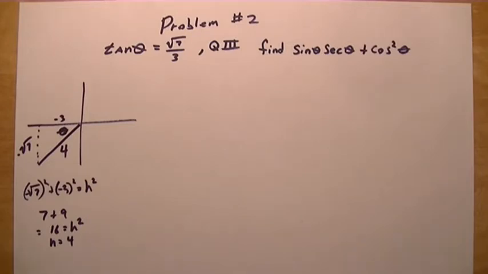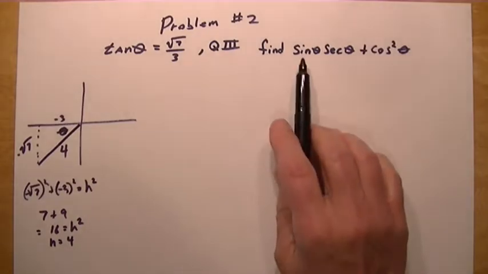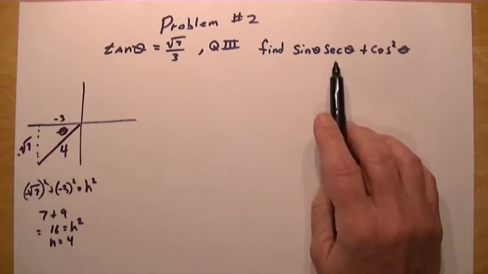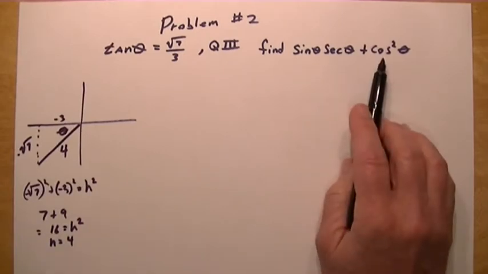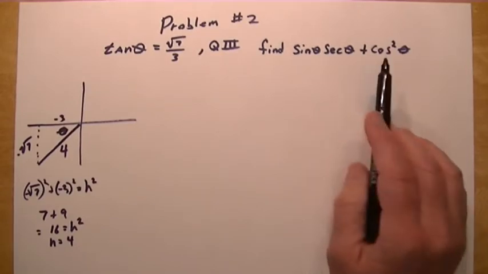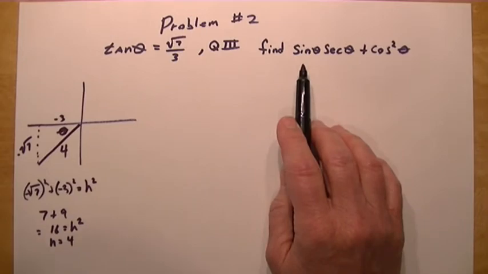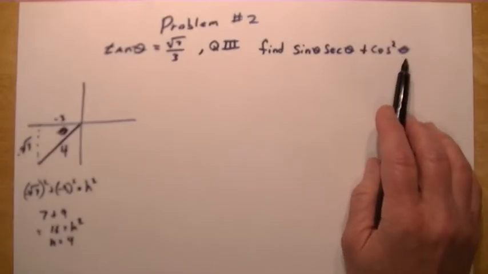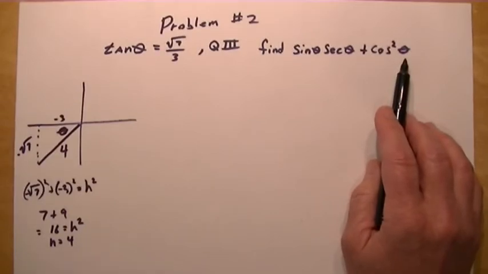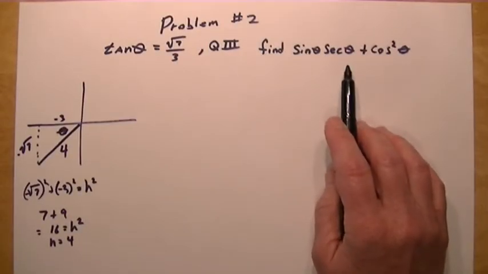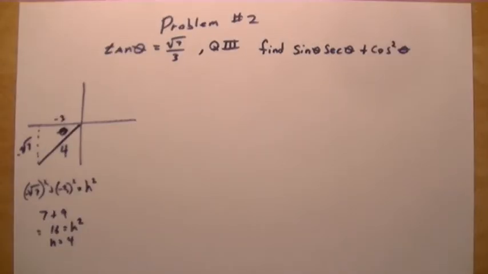Okay, so now I need to find 3 things. I need to find the sine, I need to find the secant, and I need to find the cosine. So here's what I'm going to do. Secant is just the inverse of the cosine. So I'm going to find the sine, then I'm going to find the cosine, then I'm just going to invert it for the secant. And in this case, since we're doing all this other math, I'm not even going to worry about simplifying these things and rationalizing denominators. I'm just going to write them down. Okay?